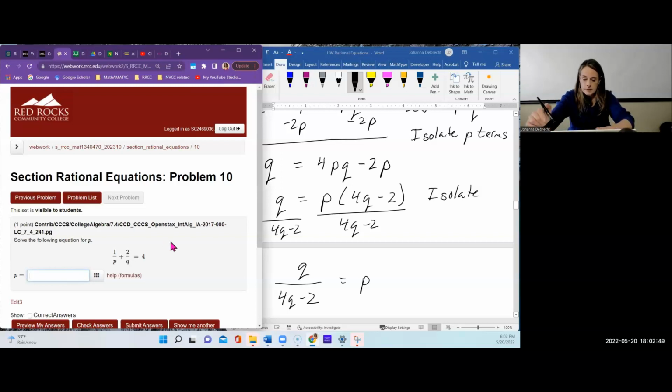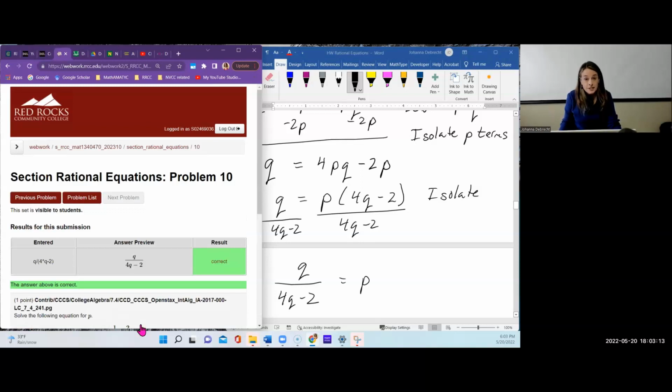This becomes Q divided by the quantity 4Q minus 2. Close the quantity. Oops, wrong one. Now we'll check our answers. Got the green check, gotta love it.